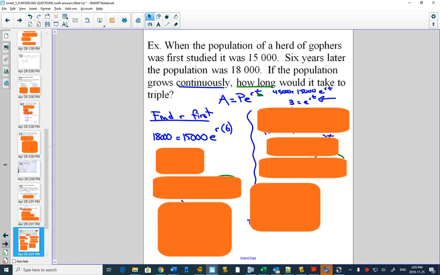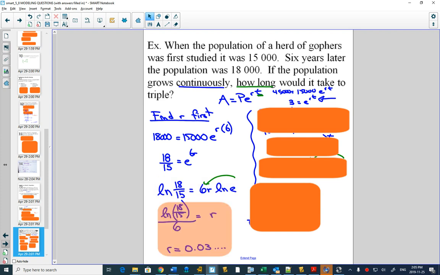Where's r? R is in the exponent. I'm going to need to use my logarithms. I'm going to divide by 15,000 first. Simplify, that gives me 8 over 15. Then I can take the natural log of both sides. Natural log of e is 1, divide both sides by 6.